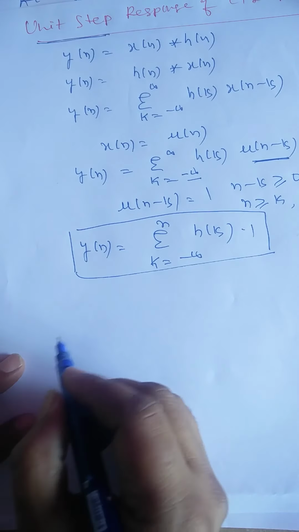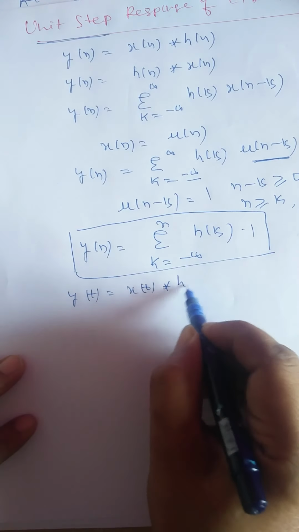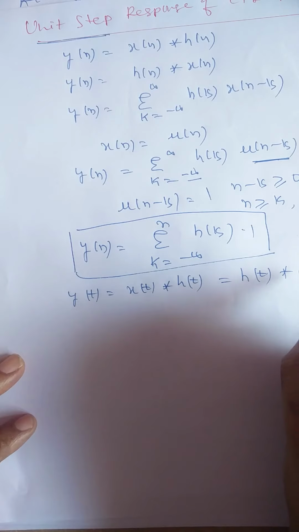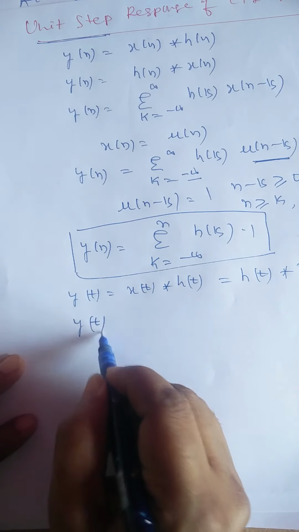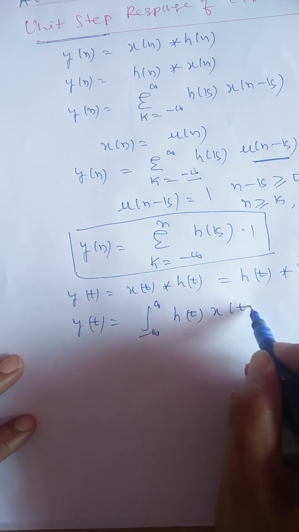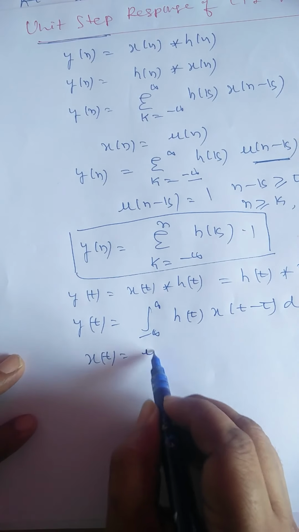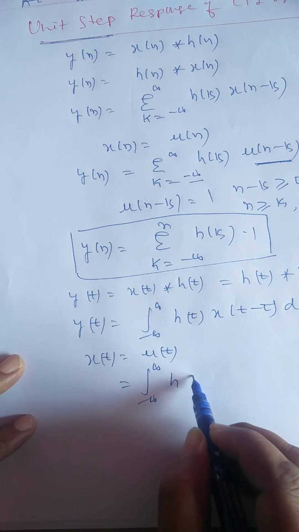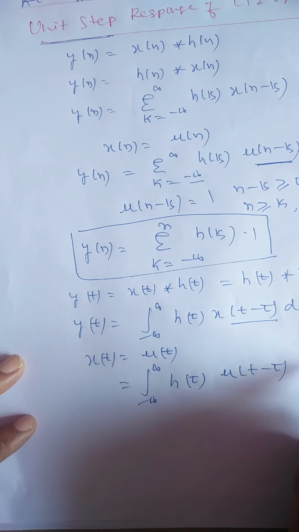Similarly, in case of a continuous time system, x of t is linearly convolved with h of t. That can be written as h of t linearly convolved with x of t. Okay, that is, we can write y of t is equal to integral from minus infinity to plus infinity of h of tau into x of t minus tau into d tau. Now let us consider that x of t is u of t. Then we can write the integral from minus infinity to plus infinity of h of tau, x of t minus tau written as u of t minus tau, into d tau.